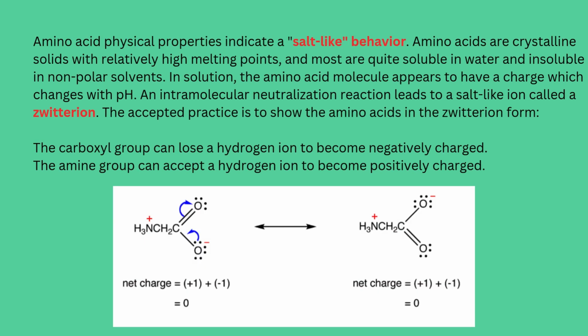Amino acids have a Zwitter ion characteristic, which is having salt-like behavior. In physical characteristics, an amino acid is a crystalline solid with a relatively high melting point, and most are quite soluble in water and insoluble in non-polar solvents. In solution, the amino acid molecule appears to have a charge which changes with pH, and an intramolecular neutralization reaction leads to a salt-like ion, which is called a Zwitter ion.